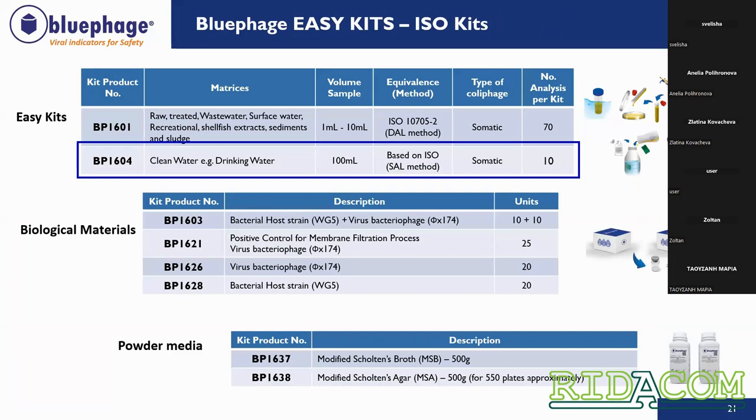As we explained before, when we are going to analyze clean samples, we need to do a concentration step in order to go from a 100 milliliter volume to a 5 milliliter volume. That is the concentration using the filtration procedure. And as you know, filtrations usually have low recoveries. So one of the main advantages of using this kit is that you are directly analyzing the 100 milliliter volume sample, so you have better recoveries using this methodology.